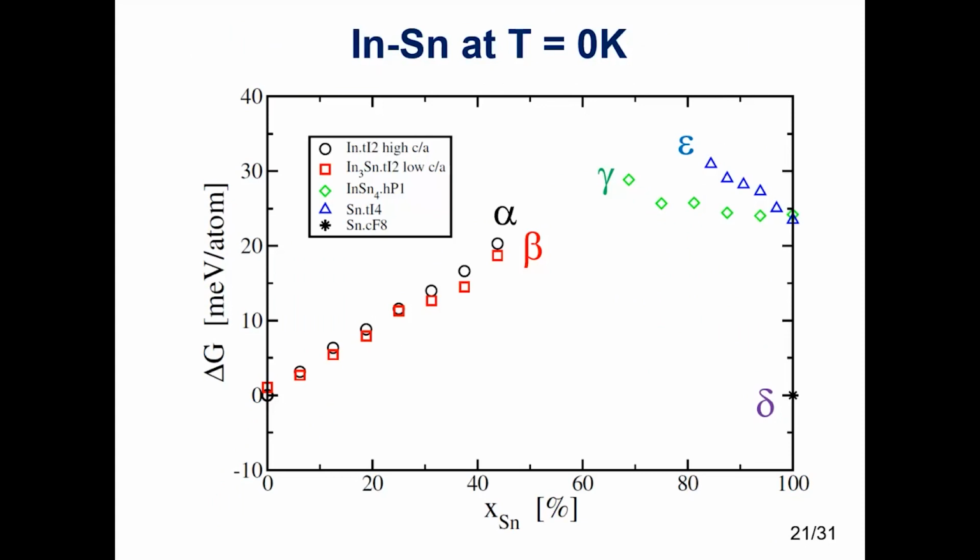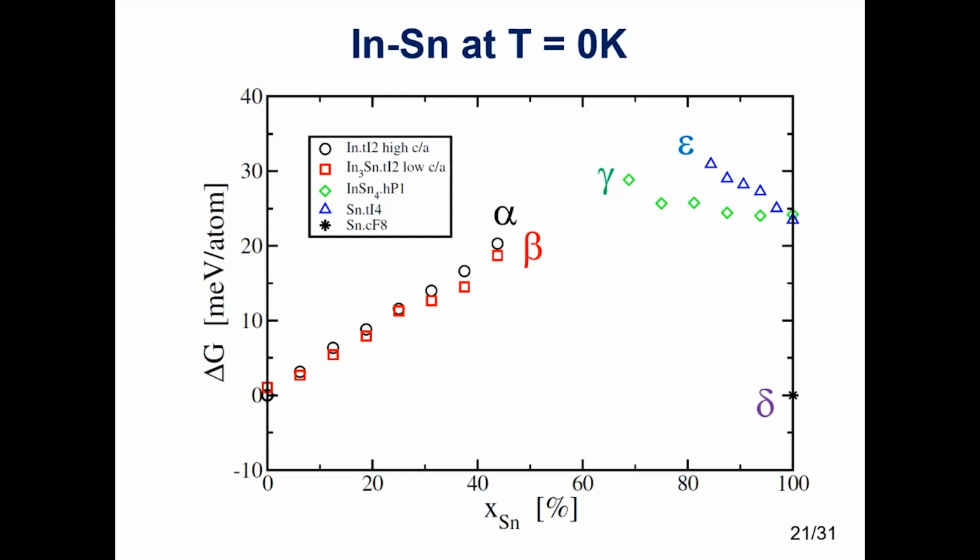So why, as we increase the temperature, do we have a transition from delta to epsilon? Well, notice the energy of epsilon relative to delta is about 24 millielectron volts per atom. That's very close to the value of kT at room temperature. kT at room temperature is about 26 millielectron volts. So it's very believable that there would be a temperature-driven phase transition from this low temperature phase to this high temperature phase. But what is responsible for it?